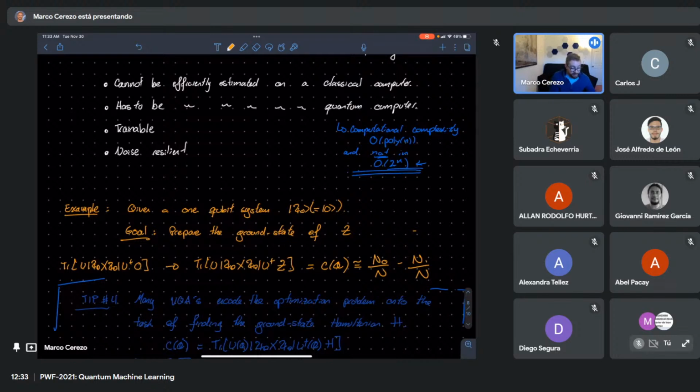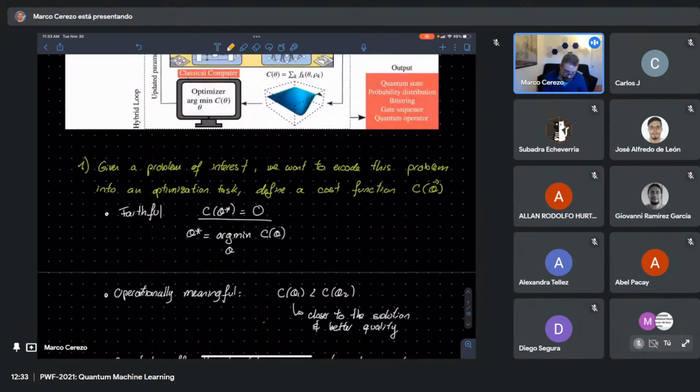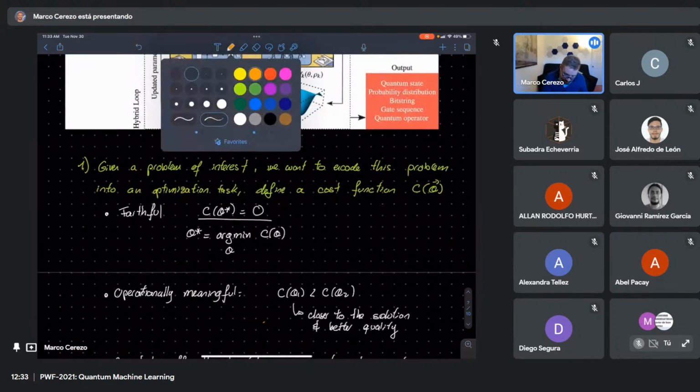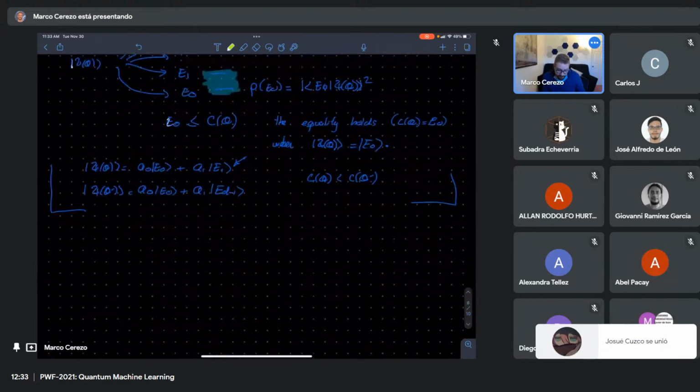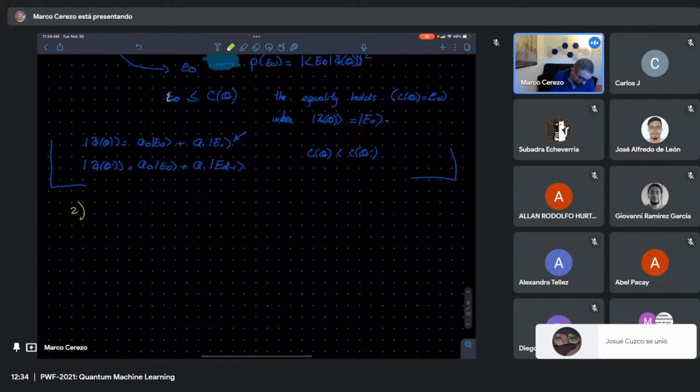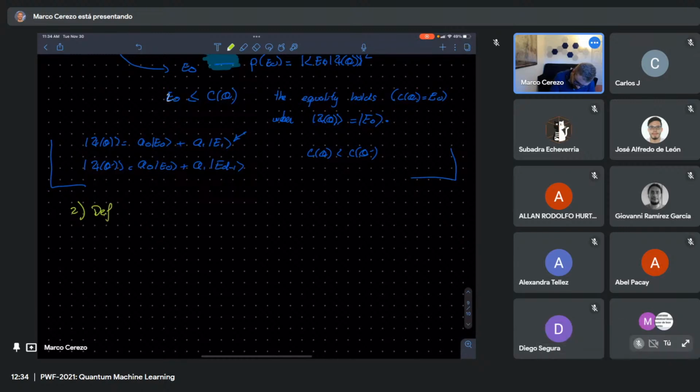So then the next question that we need to ask is, all right, how do we keep going from here? What's the next thing that we need to do for a variational algorithm? The first thing that we said, and it's been a while since we've been here, so I'm going to go back, is we need to encode the problem into an optimization task and define a cost function. The second thing that we're going to have to do is we're going to define an ansatz. And this is a word that you're going to use quite a lot, that you're going to read a lot in the literature.